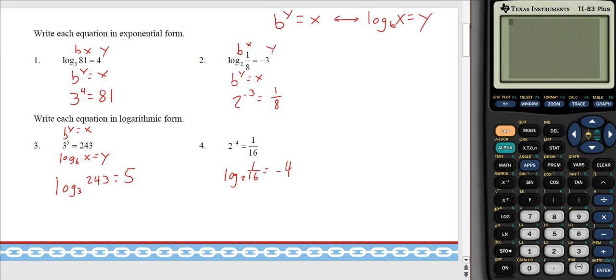Right? So this is the key concept here that you need to be able to remember and use in order to be successful on the test. Right? And all we're doing is switching between these two forms.